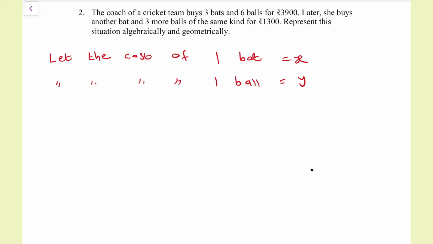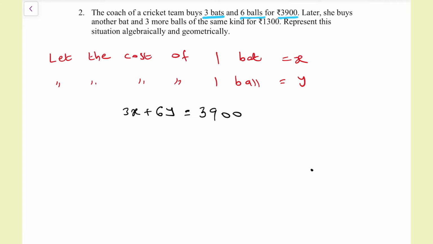Now let us try to frame the equation from the first condition. 3 bats and 6 balls, right? 1 bat I took as x. So 3 bats, how much then? 3x. Plus 1 ball we took for y and 6 balls will be 6y. So for these 3 bats and 6 balls, he spent completely 3,900 rupees. So equals to 3,900.